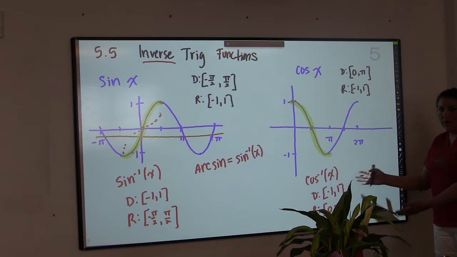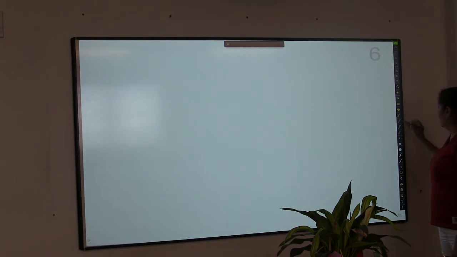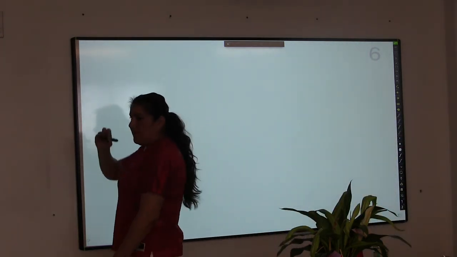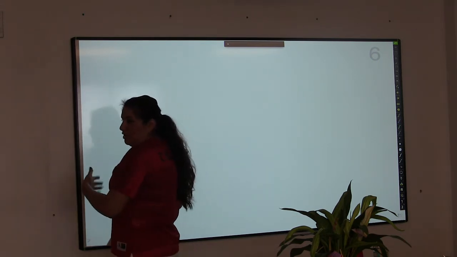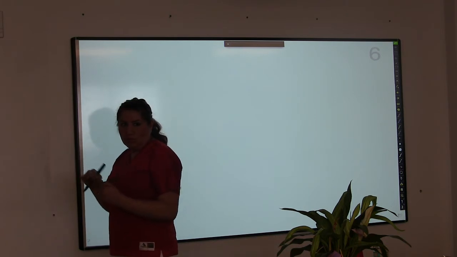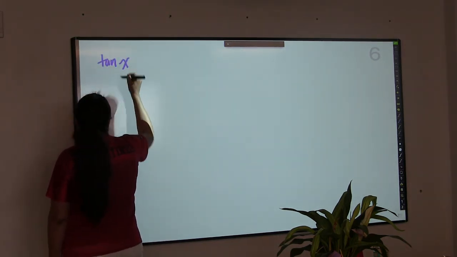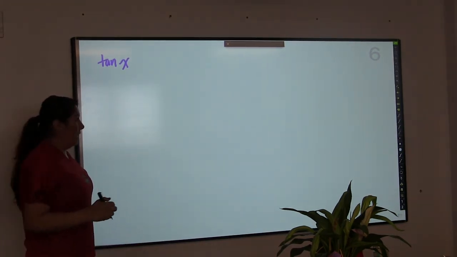By the way, this would be arc cosine, and then arc tangent, arc secant, arc cosecant, whatever. The arc just means inverse. So now we're going to do tangent. Yes, sir. How would we graph the cosine? You just make the mirror image. But again, you're not going to have to graph them. I was just showing you that it still works with the whole y equals x thing. If you look at the homework at all, it's all about evaluating.